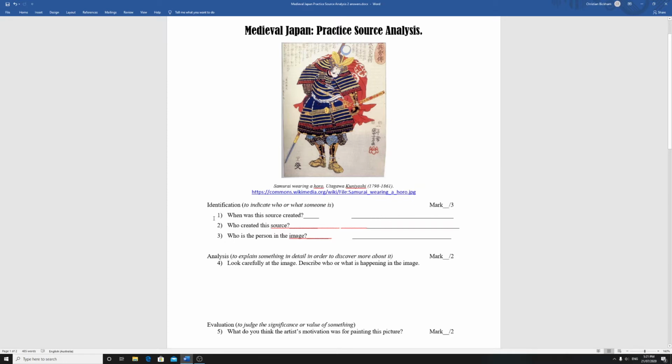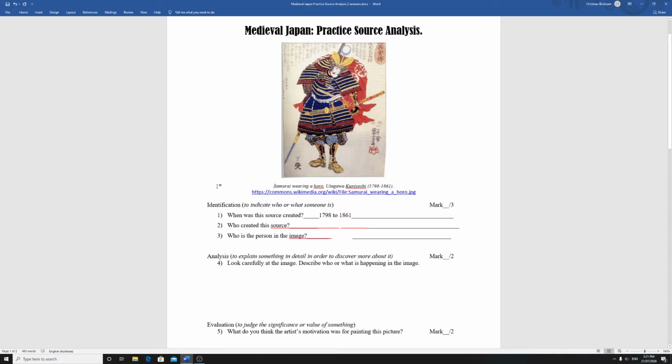So the first question here is, when was this source created? Now, as I said before, I cannot read Japanese, so I don't find the information here. But if I look in the caption, I can see that we've got the title of the work, the creator of the work, and then when he lived. So logically, Otogawa Kuniyoshi lived from 1798 to 1861, so that's when he created this source. So that would be our answer. So I go here, and I've already put the answer in there, and there it is. So that's my answer to the first question.